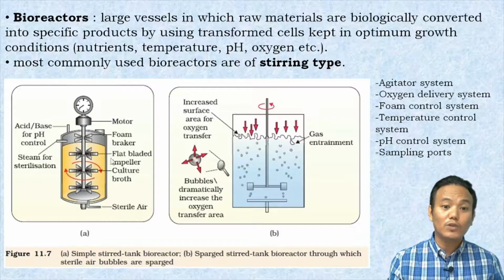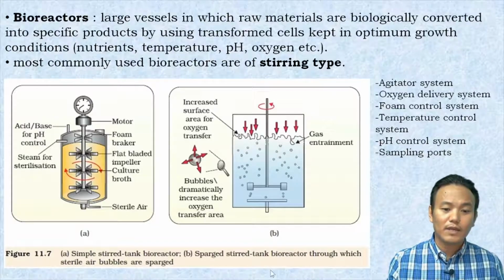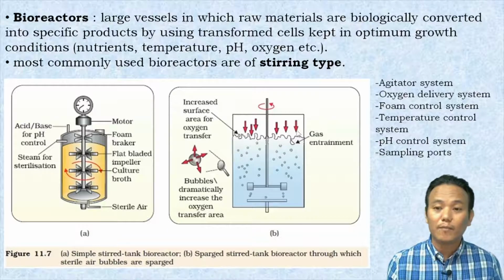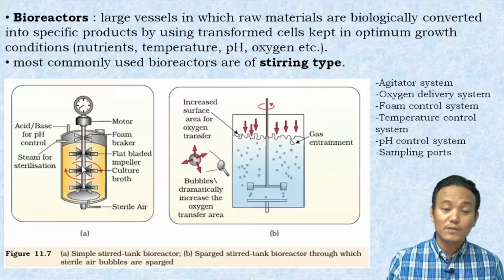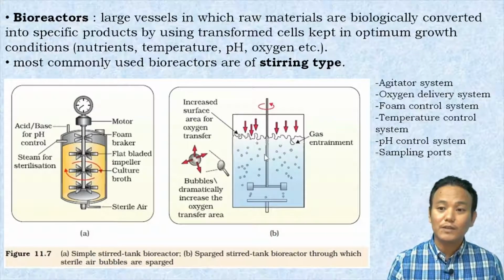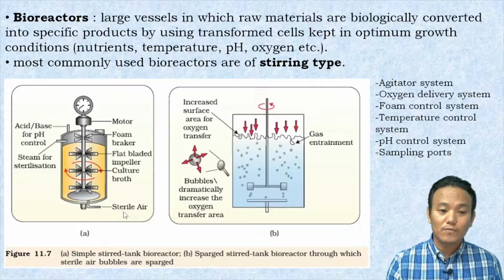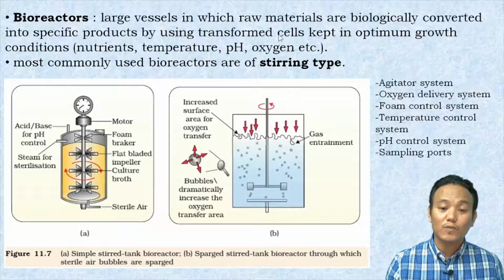In your textbook, 2 diagrams of stirring type bioreactors are given. So this is a simple stirring type bioreactor, and this is a sparge stirred tank bioreactor. So you should study these 2 diagrams and practice drawing them. It may be asked in your examination. If you study this particular diagram, you will see that it has got an agitator system. Agitator system is the stirring system, so the cells which are growing inside this particular large container are constantly stirred or agitated. And there is an oxygen delivery system. From here, the sterile air is pumped in so that oxygen is properly supplied to the growing transformed cells.